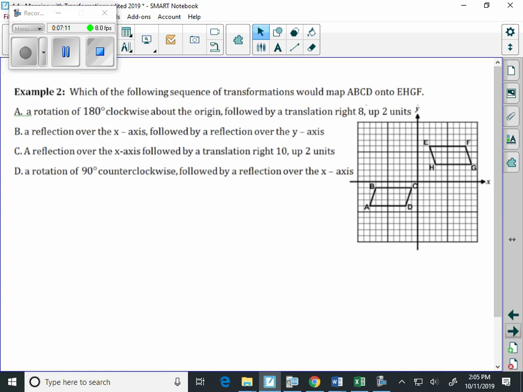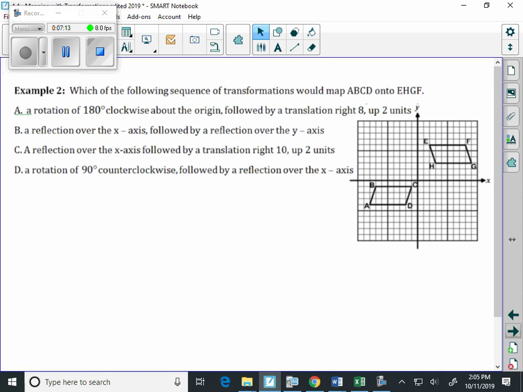Number 3. Which of the following sequence of transformations would map ABCD onto EHGF? So first of all, if you look at the first two examples that I gave you, we had STUVW, and then we had S prime, T prime, U prime, V prime, W prime. We had the same letters on those first two examples. Now we don't have the same letters.